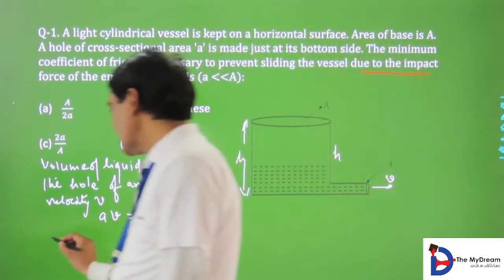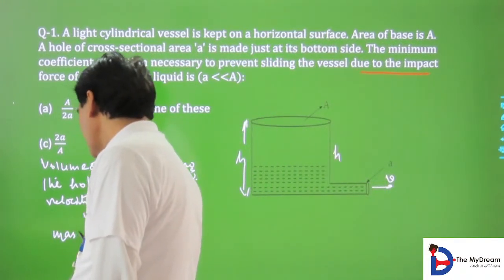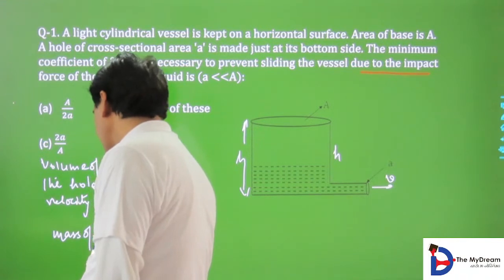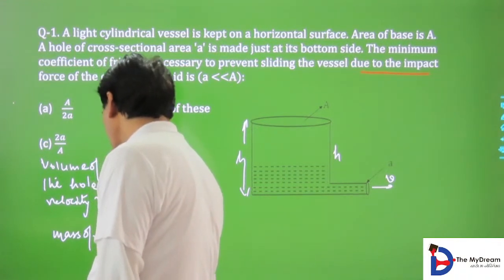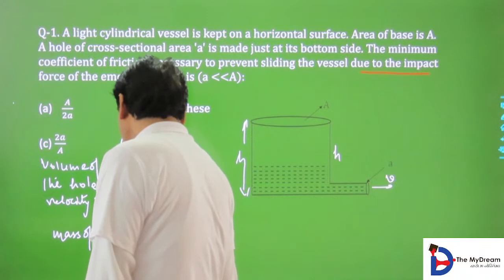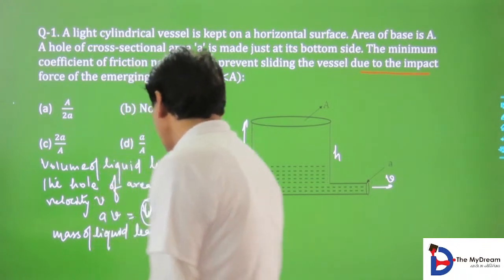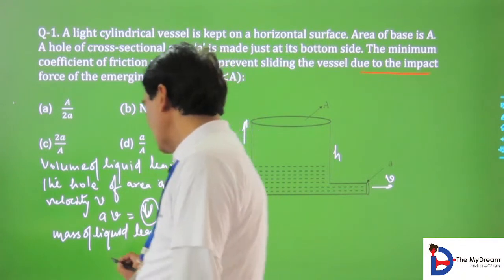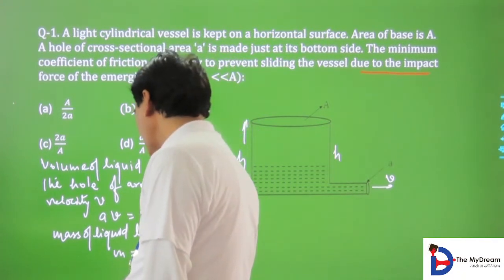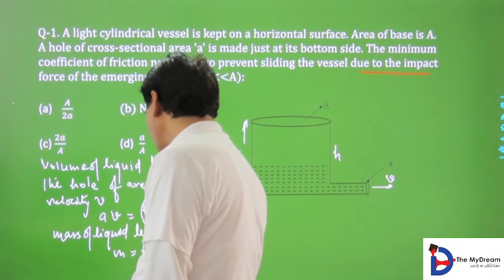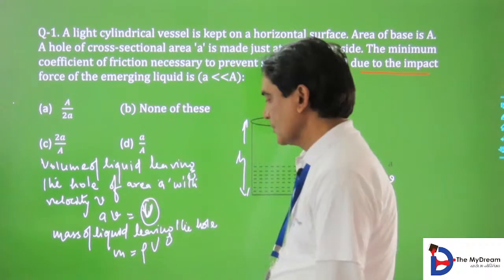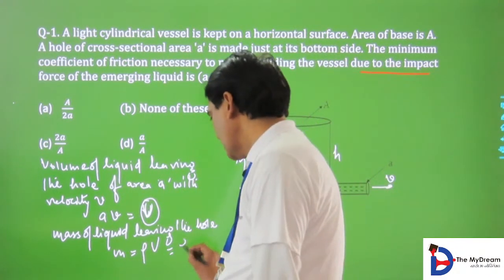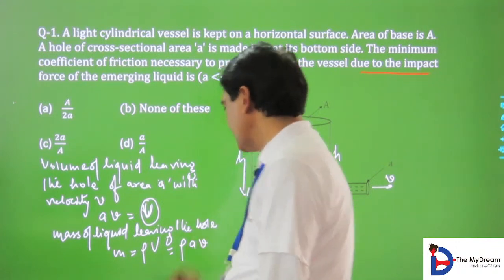And the mass of the liquid leaving the hole per second is density into volume, that is rho a into V.